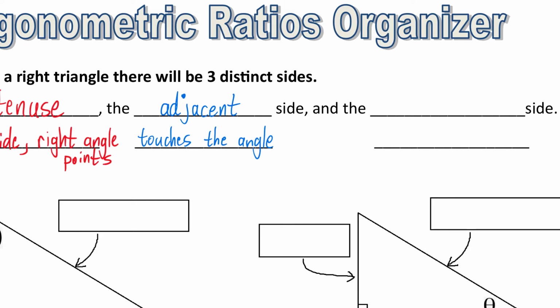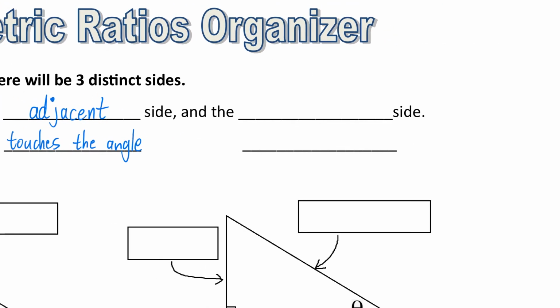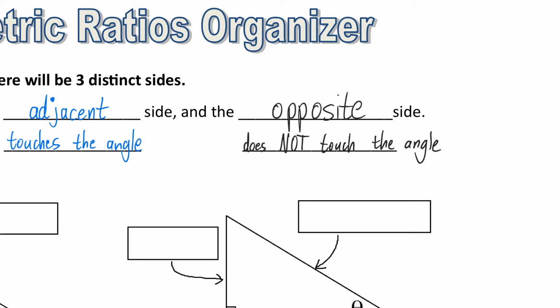And then the third side that we're going to label is going to be the opposite. Now, how do we know which side is the opposite side? It's the side that does not touch the angle.